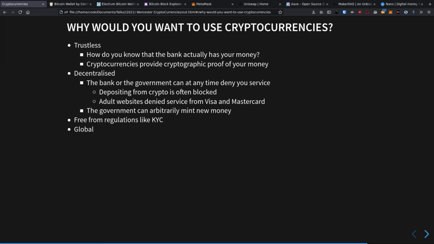Why would you want to use cryptocurrencies? Well, they're trustless. How do you know that a bank actually has your money? If you go on, you have a certain amount of money, but you have no way of verifying that. In fact, they don't have that money because they invest it, and you have no way of verifying what they've invested into, and you have no way of knowing their actual amount of liquidity.